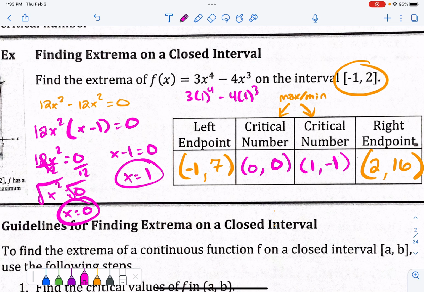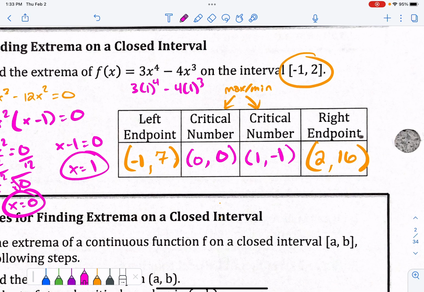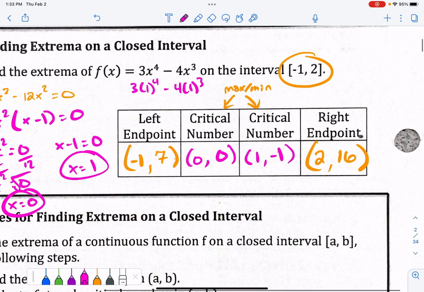which one is my absolute maximum? 216. 216 is an absolute max because it's the highest number. Endpoints on a closed interval could be a max or a min, right? Which one is my absolute minimum? Negative 1. Yeah, right?